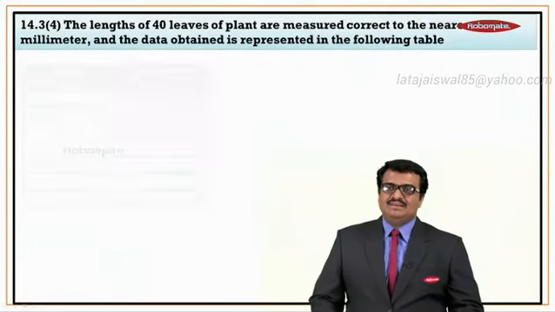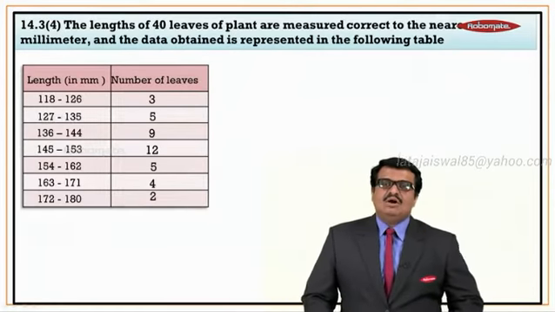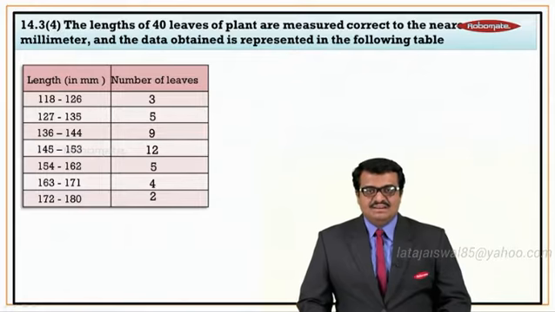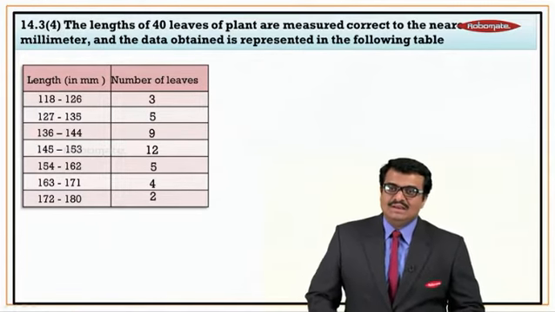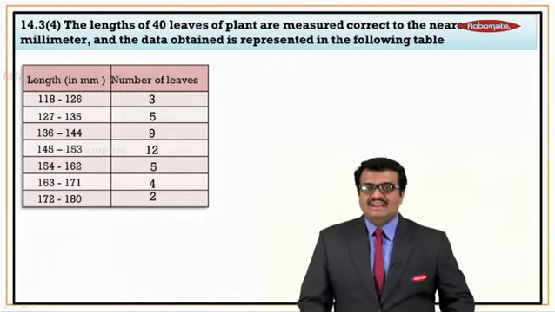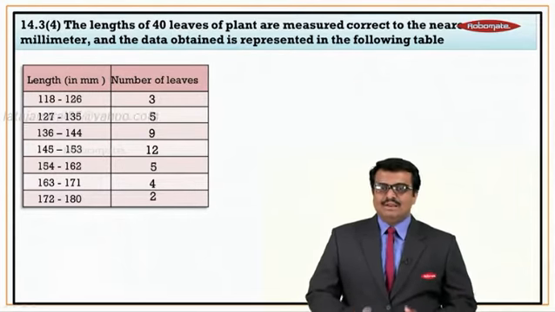More sums on median. The next question. The lengths of 40 leaves of a plant are measured correct to the nearest millimeter, and the data obtained is represented in the following table.